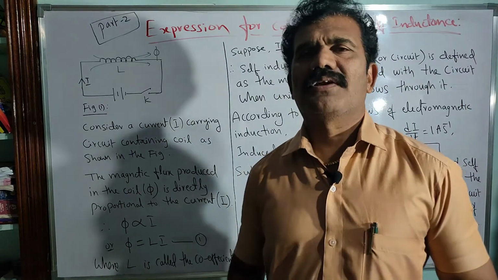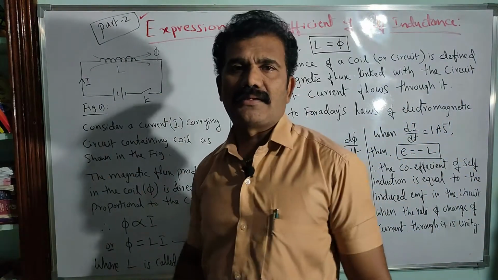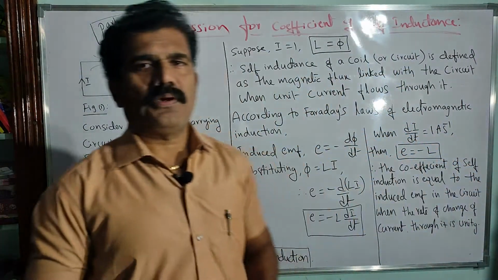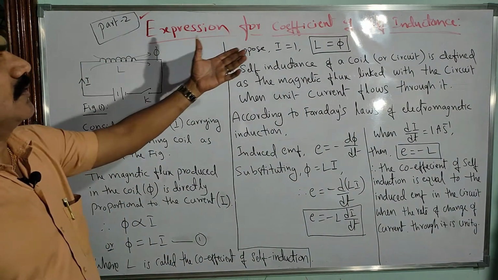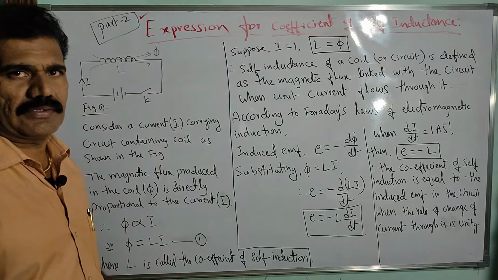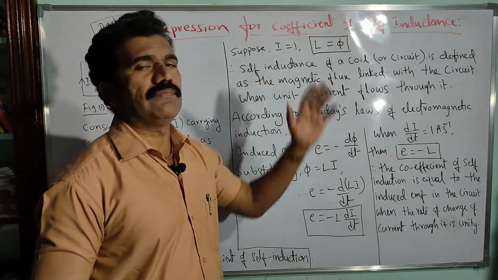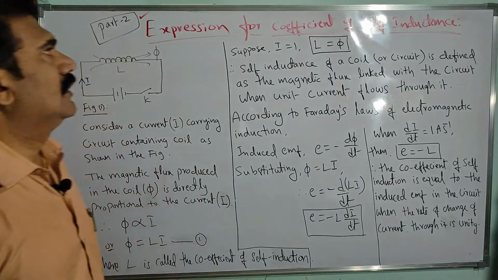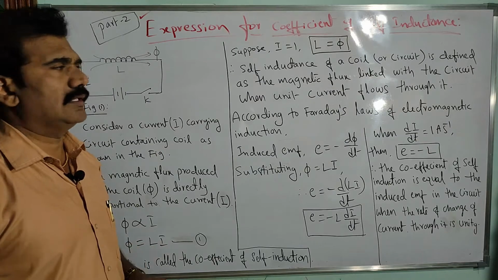Hello students, welcome back to video part number 2 on transient currents. In this part of the video, I am going to explain how to derive the expression for the coefficient of self inductance. In the last video we discussed the basic concept of self inductance. Now let us see how to obtain the expression to calculate the self inductance of a coil.